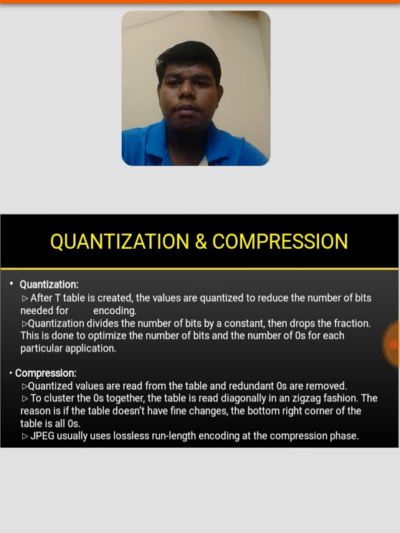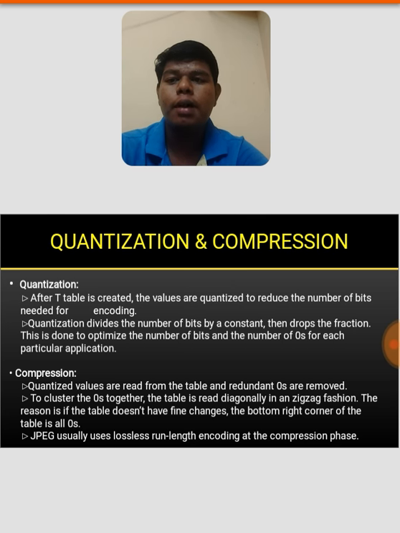In quantizing, we create a table, the T table, and then the number of bits is reduced. Quantizing divides the values by a constant. Each will have a constant, and we divide by the constant and get a fraction, and this gives an optimized number of zeros for each particular application. For compression, the quantized values are read from the table and redundant zeros are removed.